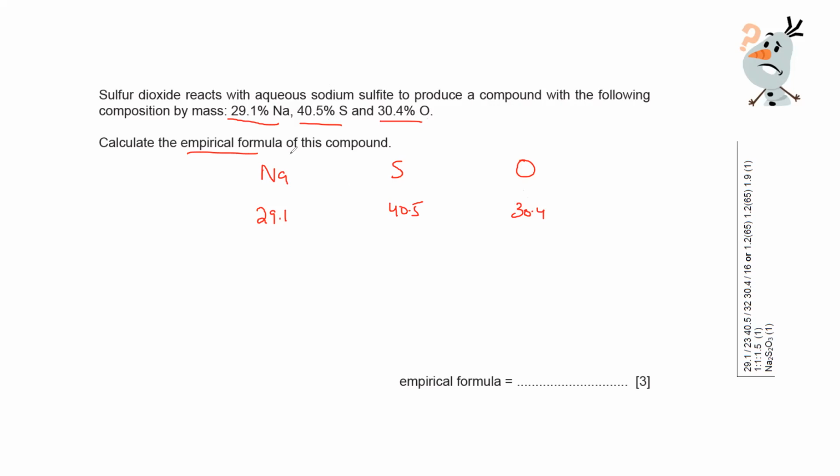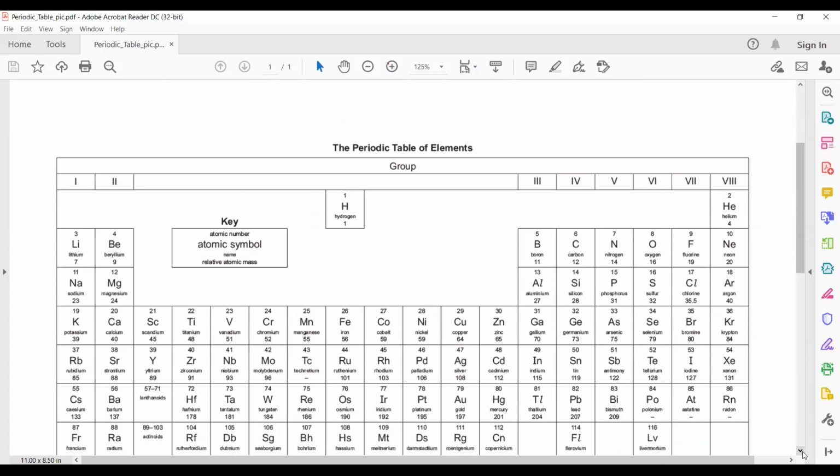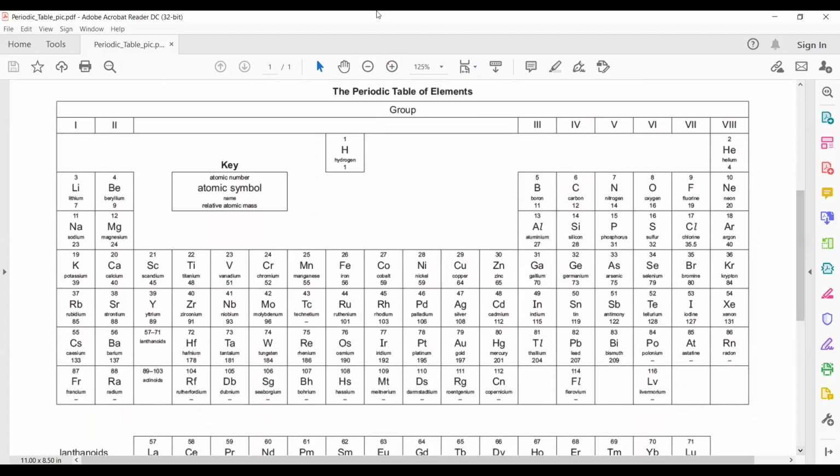What is step 1? Step 1 is to divide by atomic mass. So we'll divide each of them by their relative atomic masses. For atomic mass, we have to check the periodic table. So this is a periodic table. We have sulfur, sodium, and oxygen. Here is sulfur. The atomic mass is given at the bottom. So sulfur is 32, oxygen is 16, and sodium is 23.